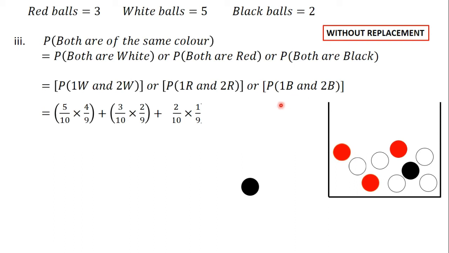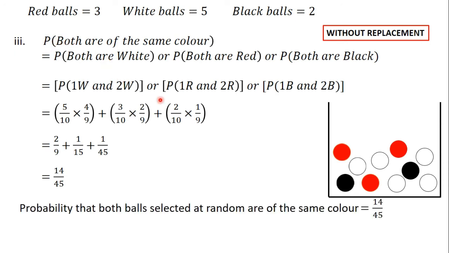So for the third case, the probability that the first is black will give us 2 divided by 10 times the probability that the second is black, which will give us 1 divided by 9. So we have considered the first case, the second case, and the third case. If we simplify this, we are going to have 2 divided by 9 plus 1 divided by 15 plus 1 divided by 45. And this will give us 14 divided by 45. So the probability that both balls selected at random are of the same color is equal to 14 divided by 45.